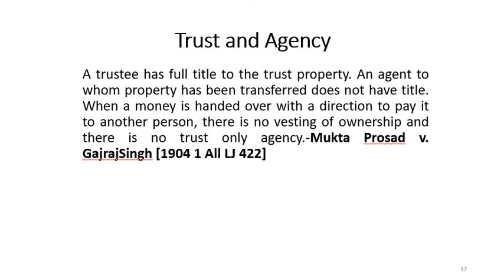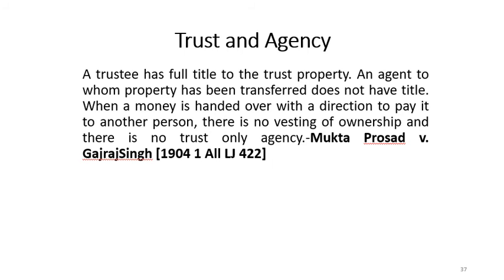A trustee has full title to the trust property. An agent to whom the property has been transferred does not have the title. When the property is transferred to a trustee, he is the absolute owner, the legal owner of the property, that we have seen. In agency, an agent to whom the property is transferred does not have the title. When money is handed over with direction to pay it to another person, there is no vesting of ownership and there is no trust, only agency.